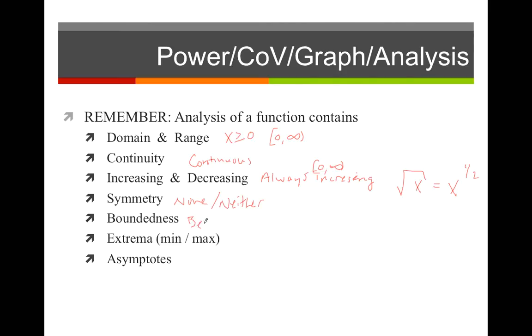Boundedness. This particular function is bounded below at y equals 0. This particular function has an extrema. It has a minimum at the point (0, 0), but it has no asymptotes. All right, so that's a quick little thing. These are easier functions because they're basically monomials. We don't have a whole lot of extra stuff working along with it.